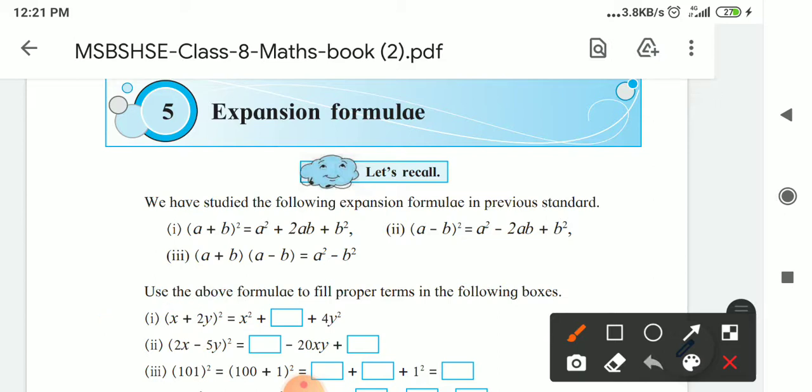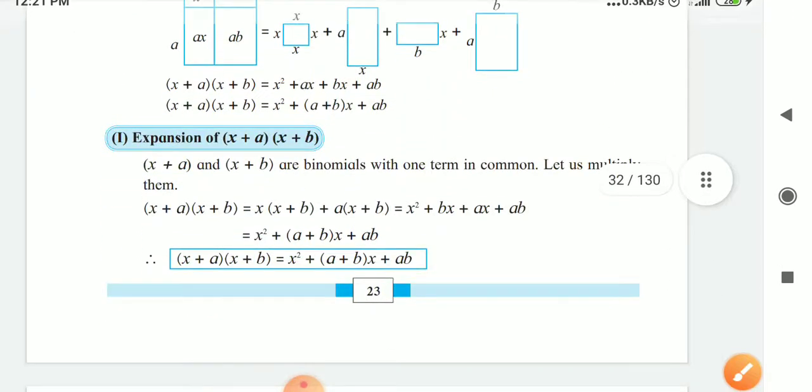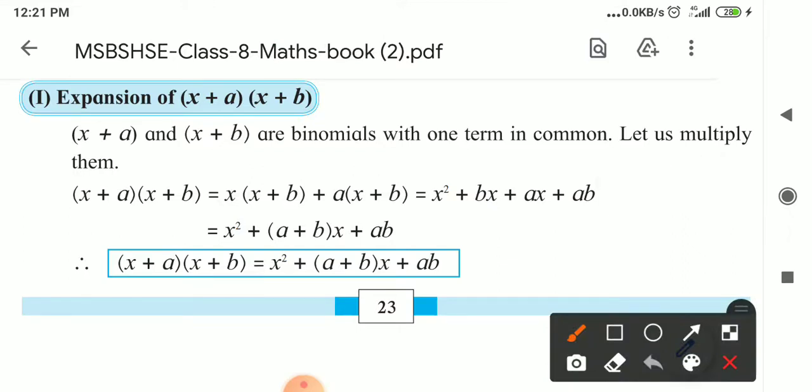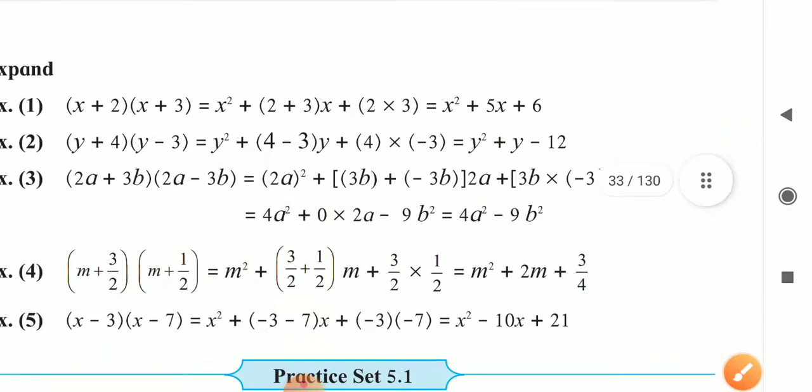Lesson number 5, expansion formulae. Under this lesson, yesterday we practiced some examples based on the expansion of (x + a)(x + b). Based on this we solved these examples.